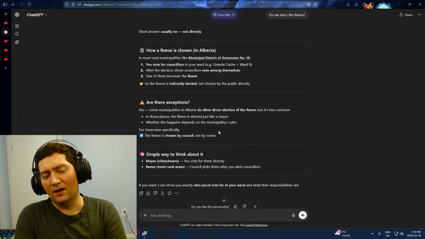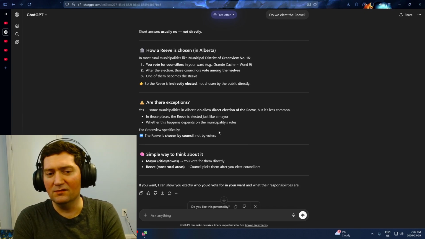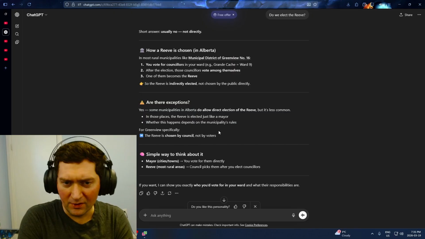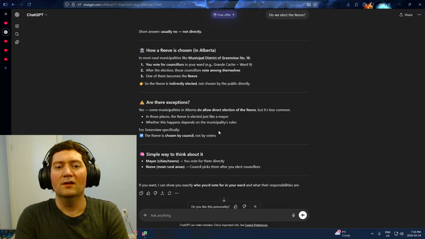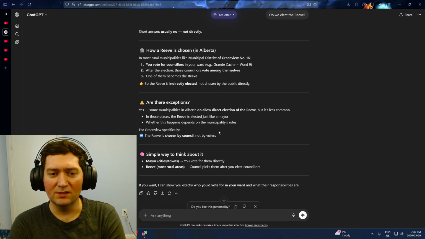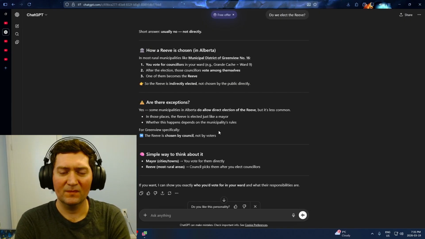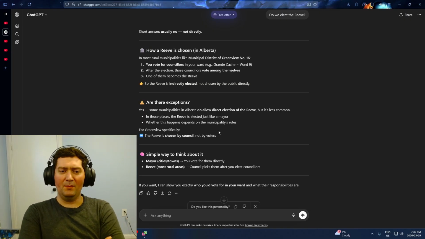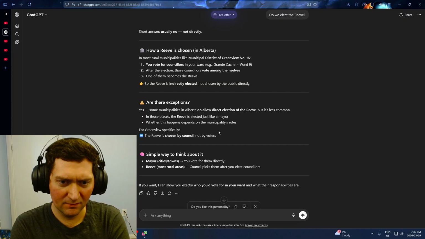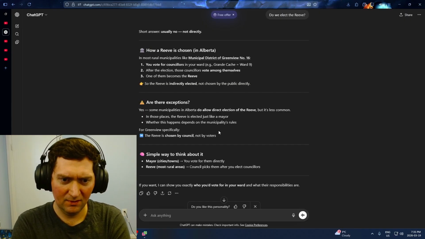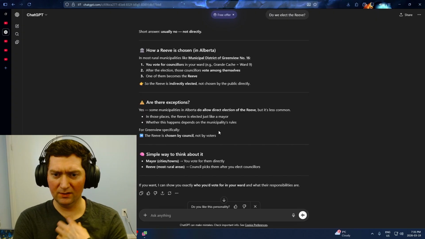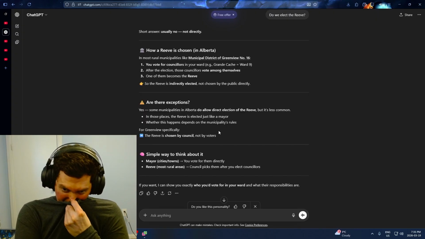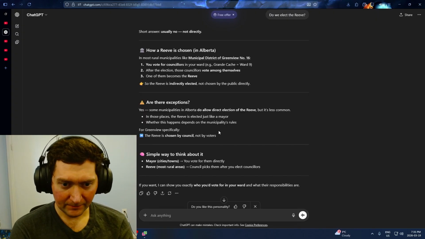So aren't they just setting this up the same way as the other two systems? You vote for your councillor. Councillor chooses a Reeve. I mean, the only thing they're missing is the cabinet. Are there exceptions? Yes, some municipalities do not allow direct elections of the Reeve, but it's less common.